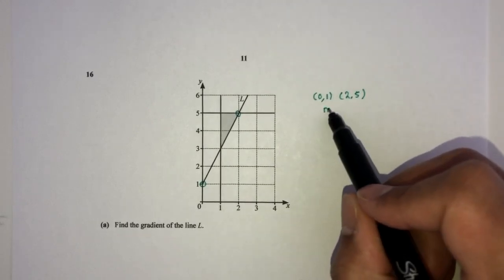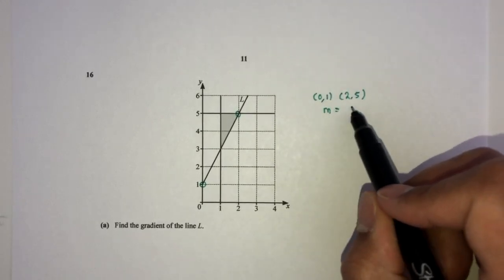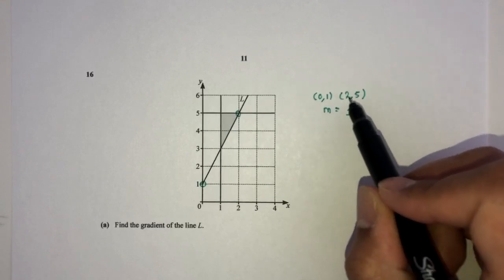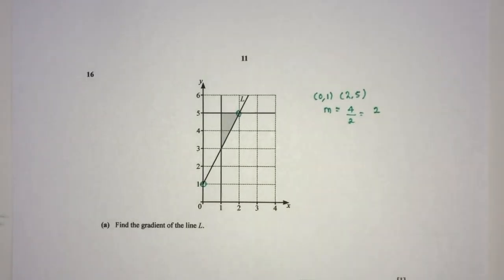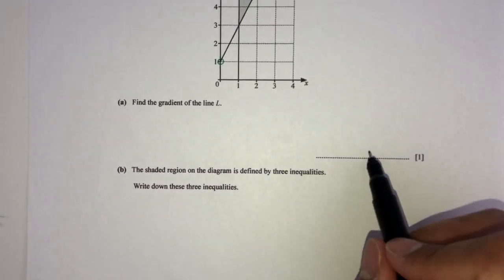To find the gradient, I use my formula, which is (y2 minus y1) over (x2 minus x1). So 5 minus 1 is 4, over 2 minus 0 will be 2. That should be 2, right? This is my gradient of the line.